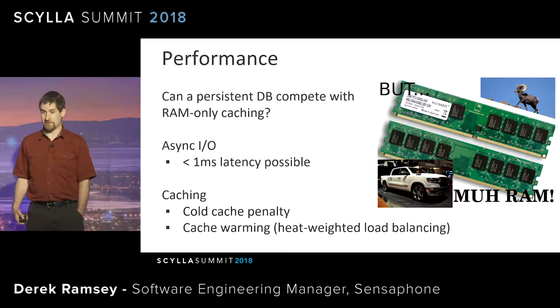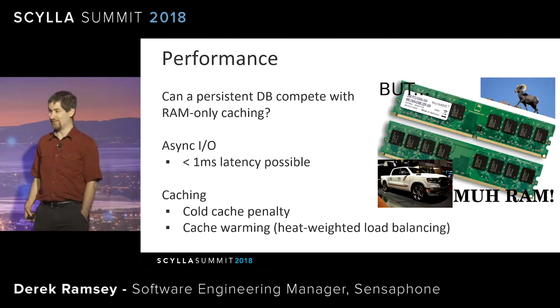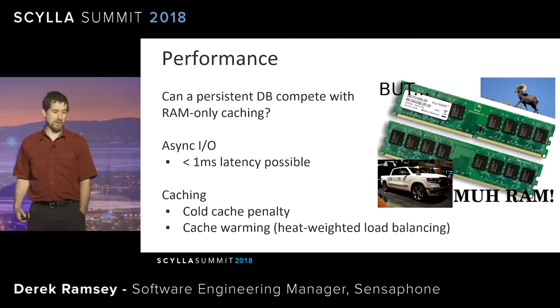In our use case at Sensaphone, we have 100% cache hits all the time. We never have to hit the disk, even though it has one, and since our database has never actually gone down, we've never actually even had to load it from a disk except for maintenance periods. And the cold cache penalty is actually less severe for Scylla if you use heat-weighted load balancing, because Scylla will automatically warm up your cache for you for the nodes that restart. So this is a pretty useful feature.